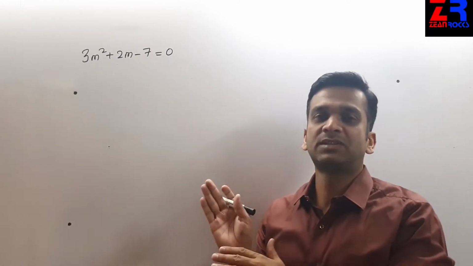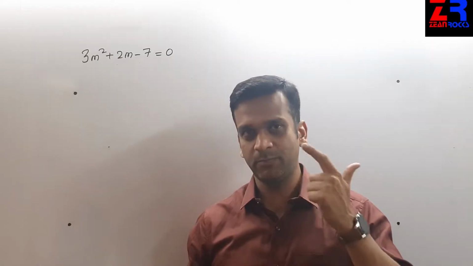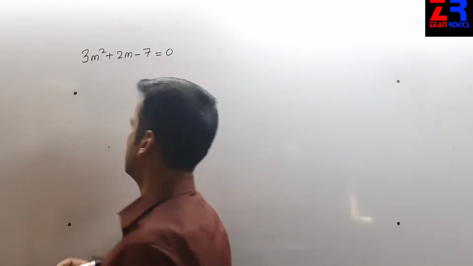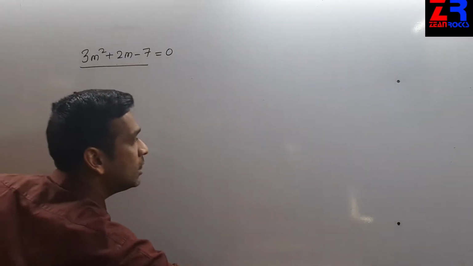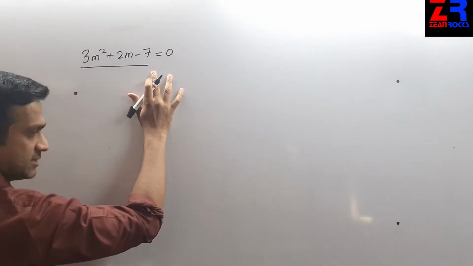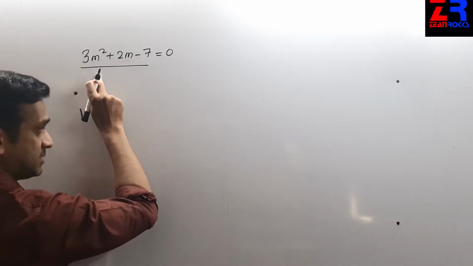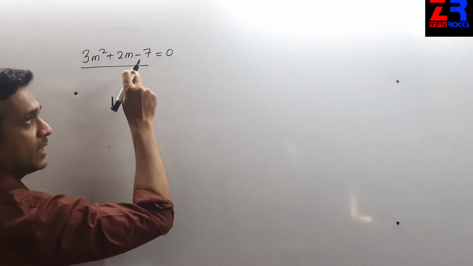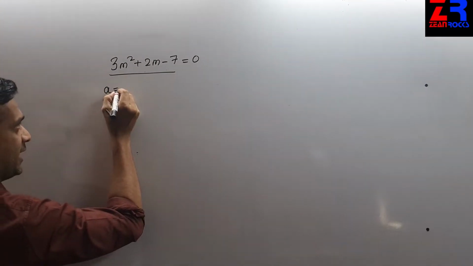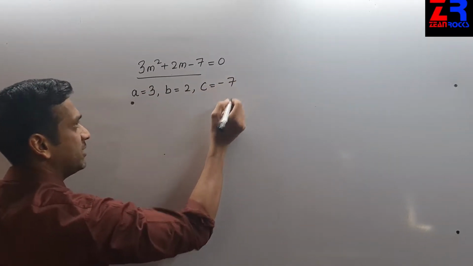This is sum number 3. The first part of the sum is very simple. Find out a, b, c. Find the values of b square minus 4ac. So let us start. First, take all the terms on the left hand side. Here all the terms are on the left hand side. We will write comparing this equation with ax square plus bx plus c is equal to 0. I will get the value of a as 3, b as 2 and c as minus 7.